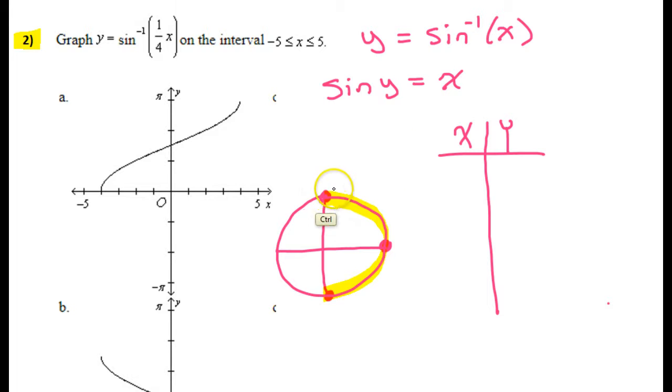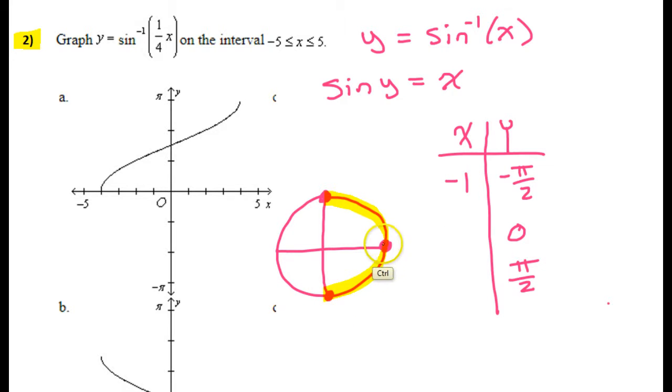So what we're talking about is negative pi over 2, okay, that's the angle down here, and then this angle is 0, and then the top angle is pi over 2. Okay, now these x values will be the sine of these y values. So what's the sine of negative pi over 2? Well, the sine down here is negative 1 because we're down 1.